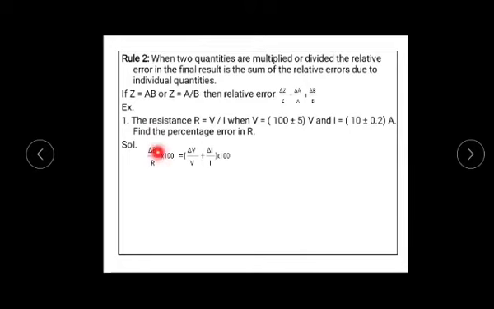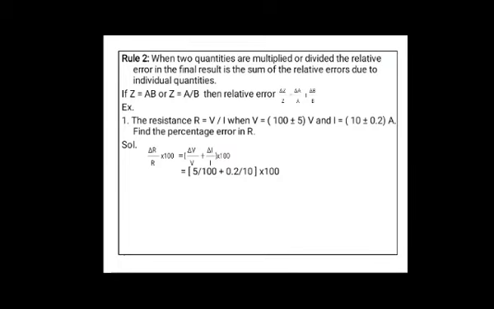Delta R by R into 100 is equal to, what is next term? V. So how to write? Delta V divided by V. What is next one? Divided by. Whether it is divided by or multiplication, you have to take plus only. So take plus. What is in the denominator? I is in denominator. That I you have to write it as delta I divided by I, into 100. Fine. Now let us take next step.